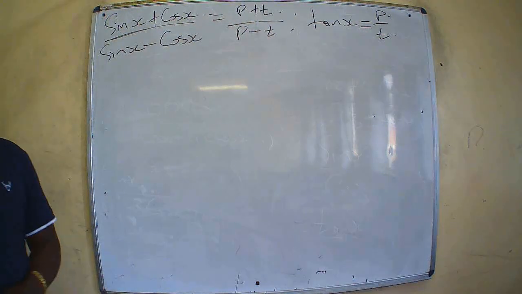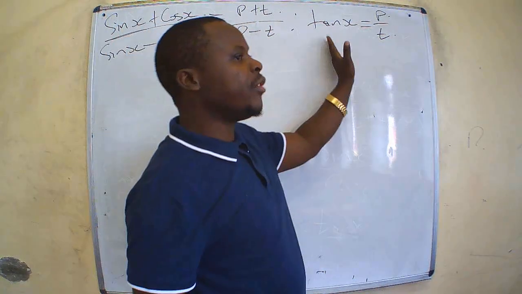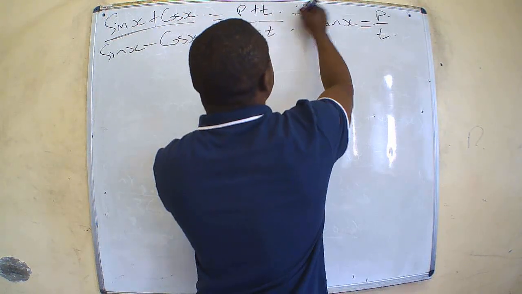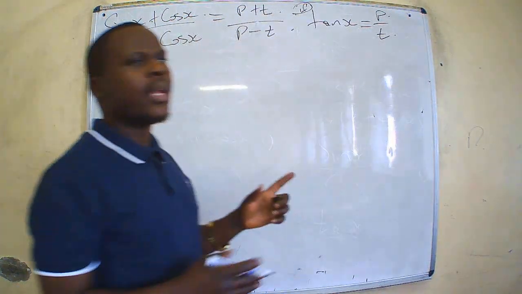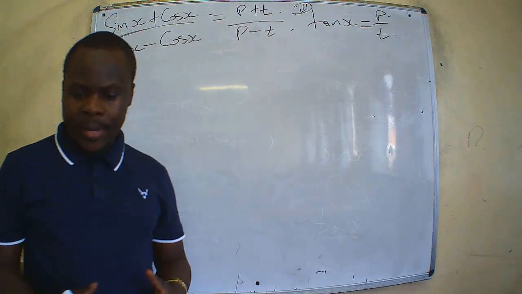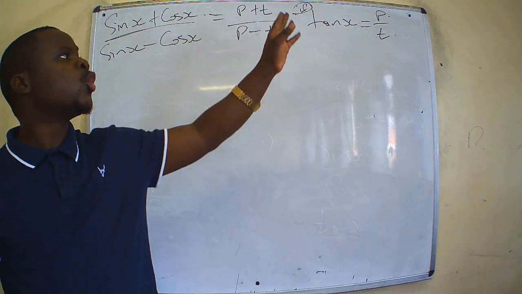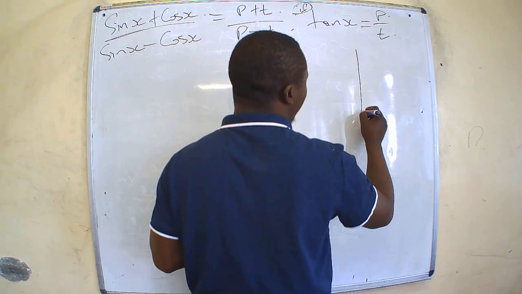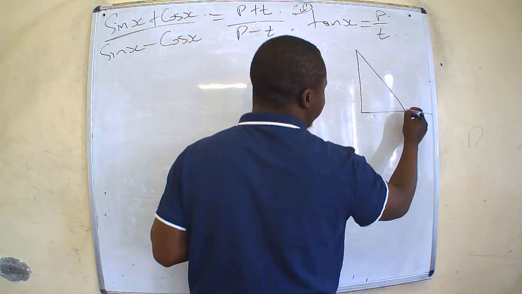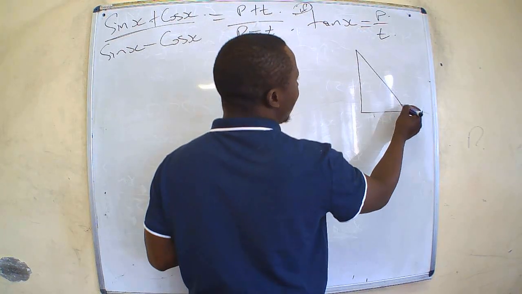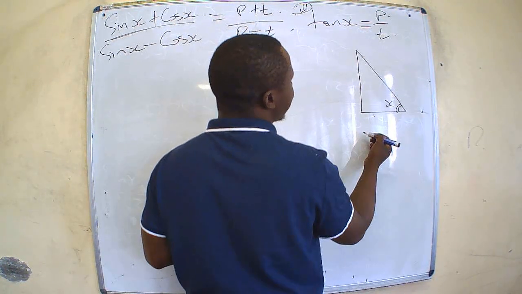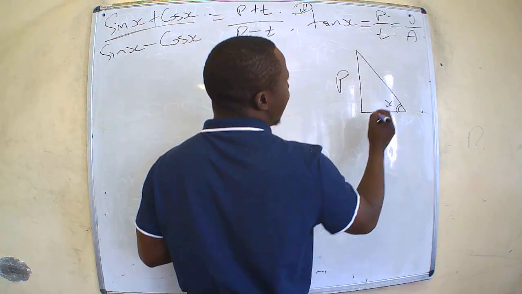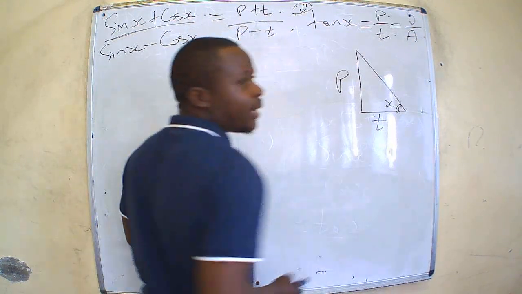So we have a condition: if tan x is equal to p over t, it means that we need to use a triangle. Let's draw a triangle, where our angle is x. Tan is opposite over adjacent. Our opposite is p, and our adjacent is t.